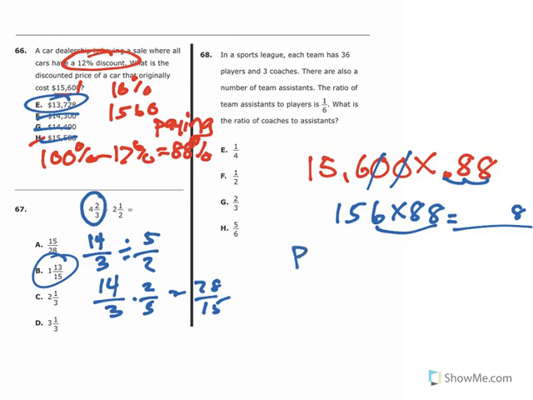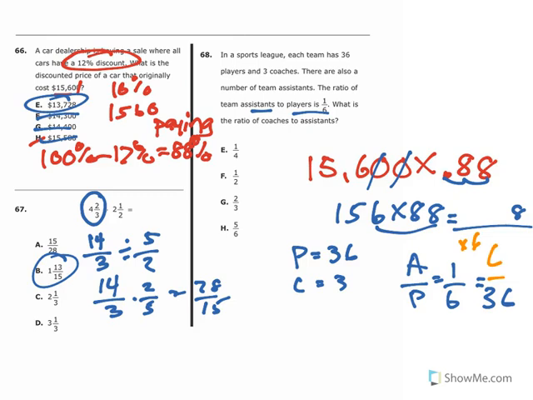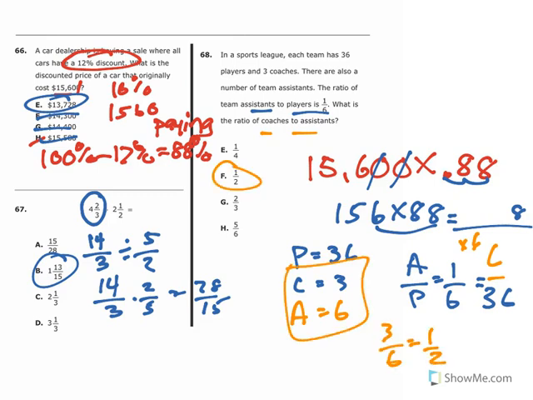So there's 36 players, and there's 3 coaches, and the ratio of assistants to players is 1:6, right? So assistants to players is 1:6, but there's 36 players. So it doesn't take too much math here to figure out that if I multiply by 6, that means there's 6 assistants, right? Now it says what's the ratio of coaches to assistants? Well, that's going to be 3:6, which simplifies, of course, to a half, right? So far, so good.